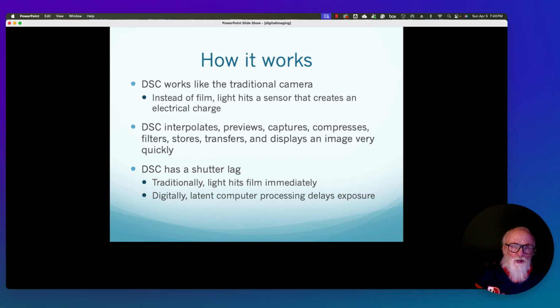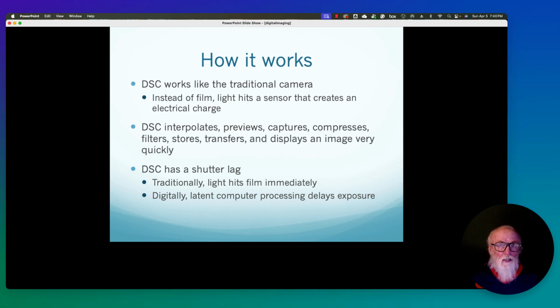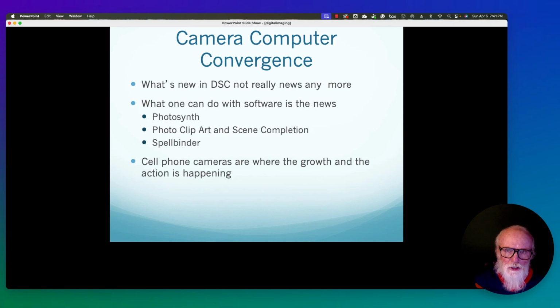There would be a lag, so you couldn't take a bunch of pictures right after each other, and that's what some of the photographers didn't like. And so a lot of photographers stuck with analog and with film because they wanted to take pictures, boom, boom, boom, boom. Especially if you're a sports photographer or professional photographer, you would want to have quick shots, and you couldn't make pictures that fast. There was a shutter lag, okay? The light hits the film immediately, but digitally, the computer processing delays the exposure. And that was the problem until, again, as I've mentioned before, in the computer world, it's all about speed, okay?